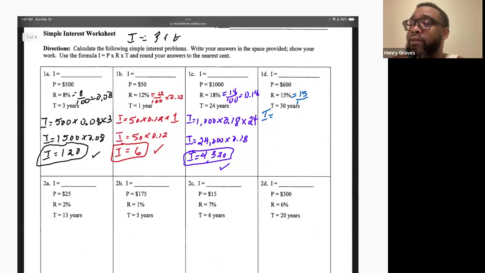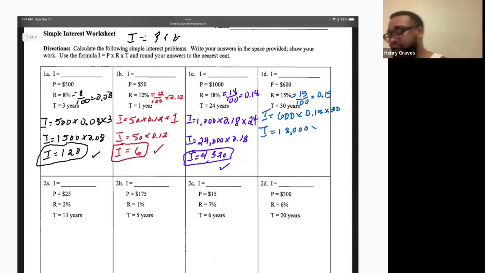All right, so 600 times 0.15 times 30. I know 30 times 600 is going to be 18 followed with 3 zeros, right? So that's 18,000 times 0.15. I'm trying to do it step by step. Let me get my calculator. I'm going to do 18,000 times 0.15, which is going to be 2,700.